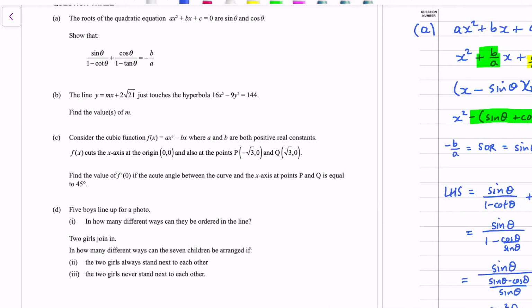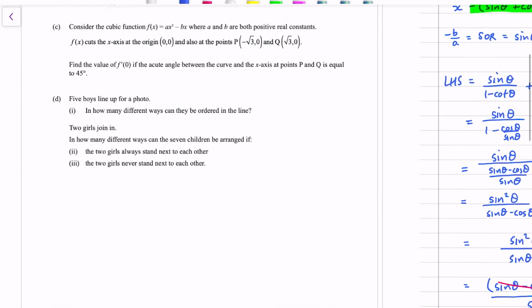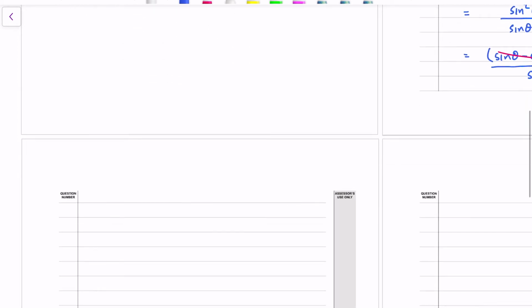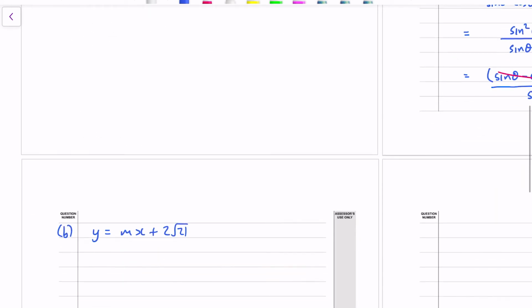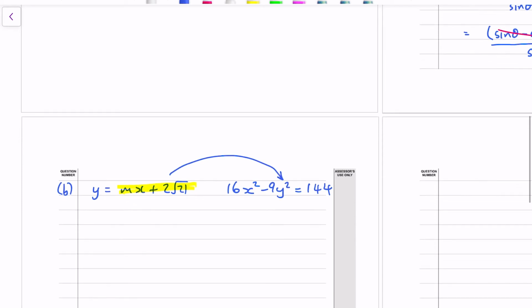Okay, so if we take this equation of our straight line, y equals mx plus 2 root 21. It's always nice when they put the year of the exam in the problem. And we take our hyperbola, 16x squared minus 9y squared equals 144. If we dump the equation of the line into the hyperbola and just be very careful with algebra, we'll end up with a quadratic equation.